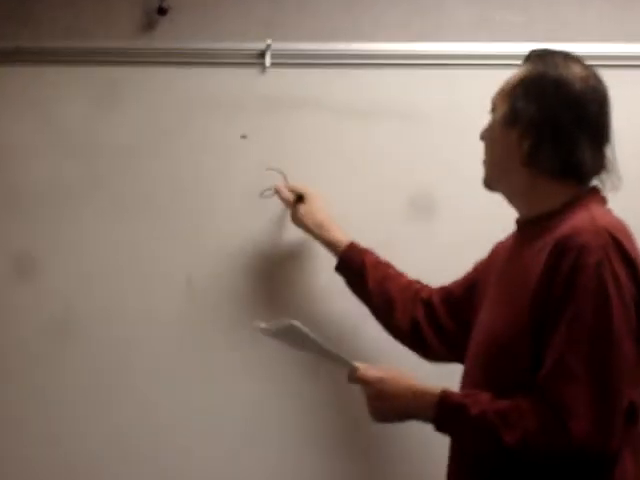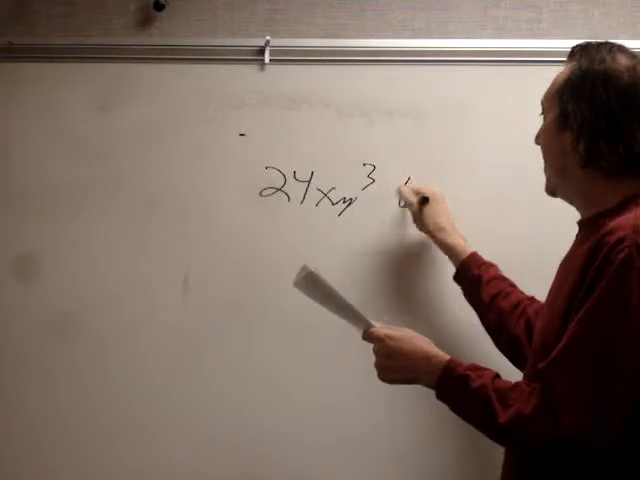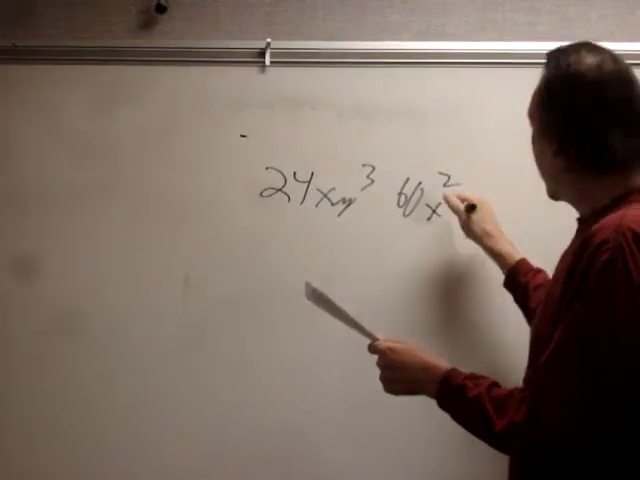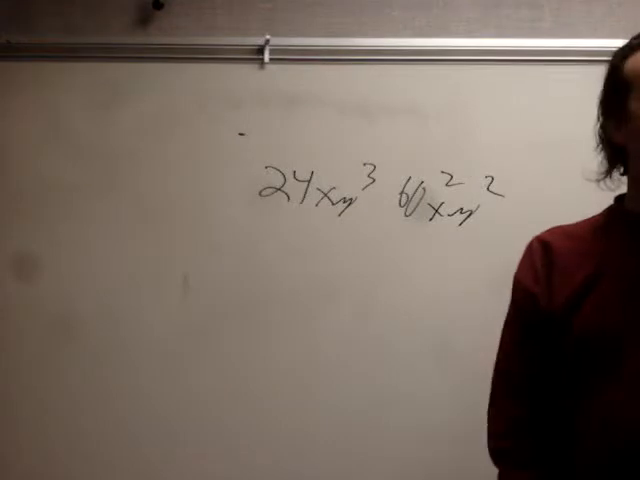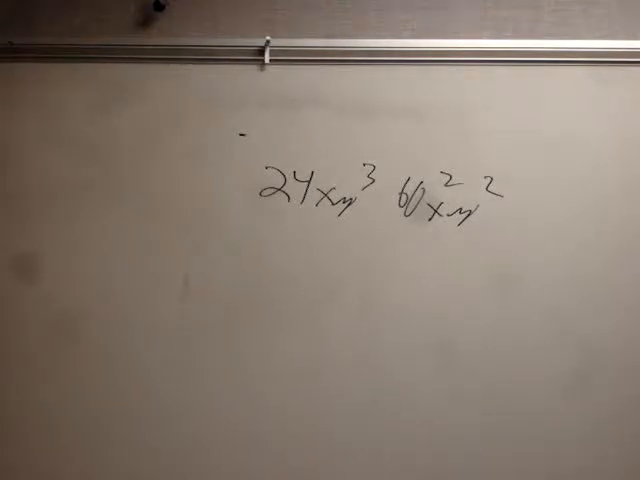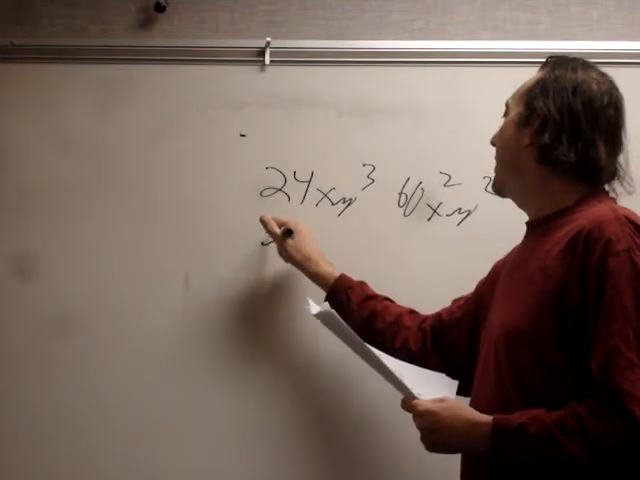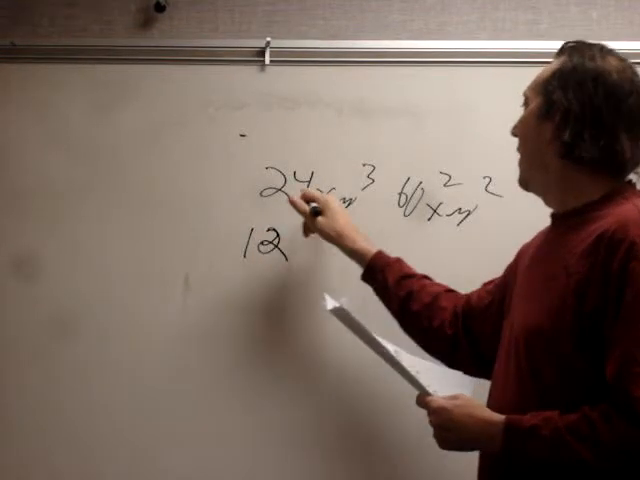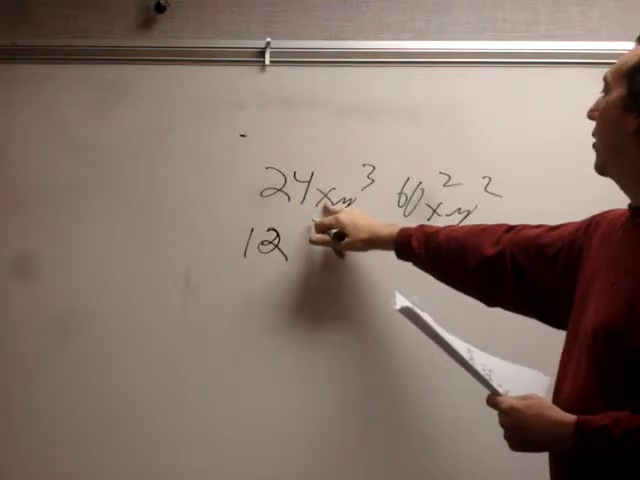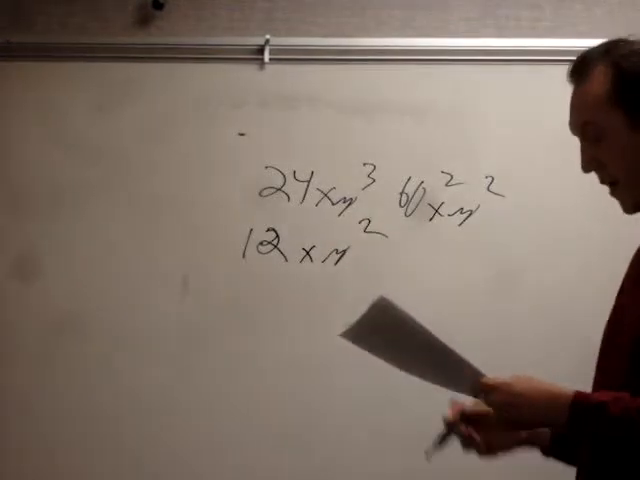Then we're going to be given two terms, 24x y to the 3 and 60 x squared y squared. Find the greatest common factor so that we can next factor things. So the biggest number that will go into both 24 and 60 is 12, and the greatest one that will go into both x's is just x, and for y it's y squared.